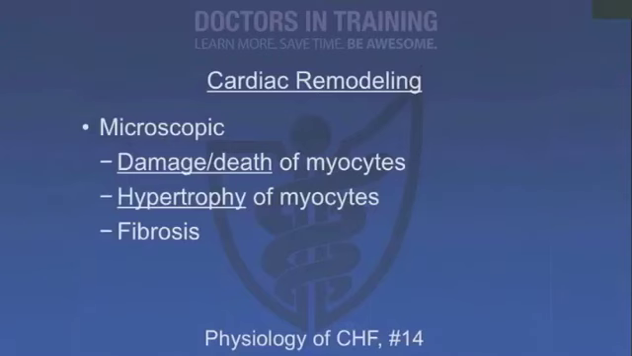When you have this chronic neurohumoral activation, this chronic activation of the sympathetic system or the renin-angiotensin system, you're going to have some remodeling. On a microscopic level, what we're talking about is damage and death of myocytes, hypertrophy of myocytes, and fibrosis, scar tissue and that sort of thing, increased amounts of connective tissue within the heart muscle.